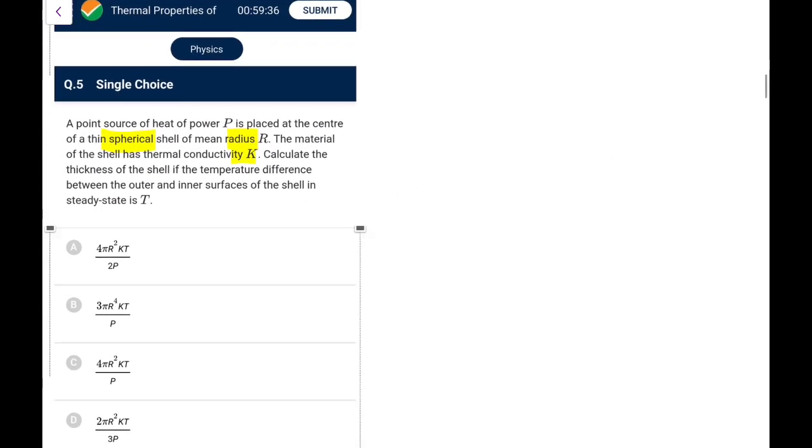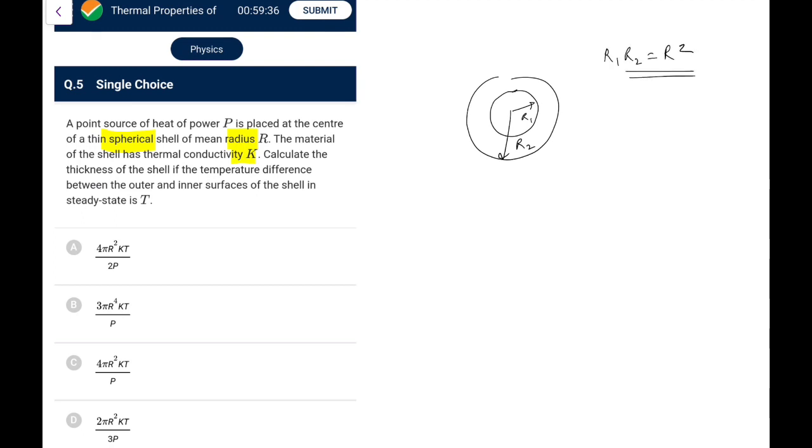Let me wait. Okay, so here what you have is a shell like this. Let's call it R1, let's call it R2. Now the mean radius means R1 R2 would be equal to R square. If you are not aware, this is what people usually tend to write. And let's say this is the thermal conductivity K. Let's say this temperature is TH and this temperature is TC. The heat flows like this. This would be a radial heat flow, like this, like this, like this.